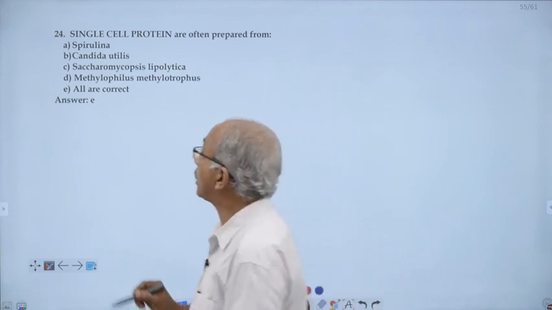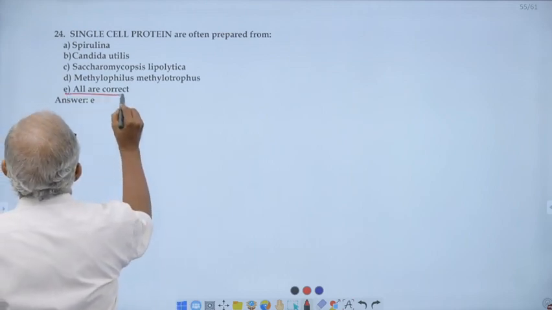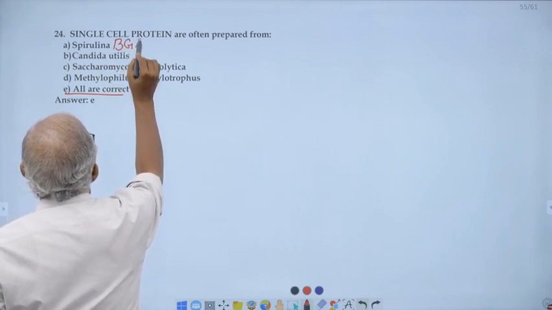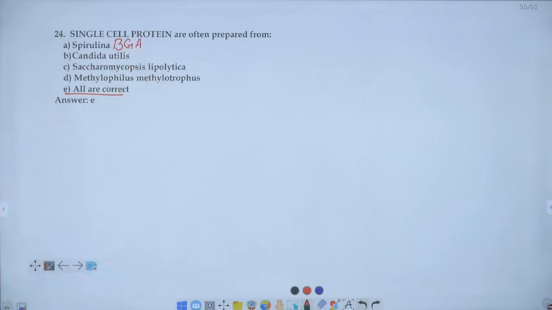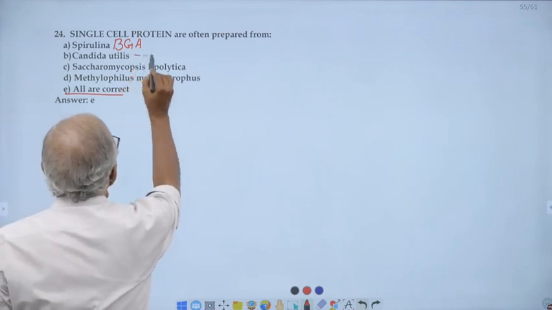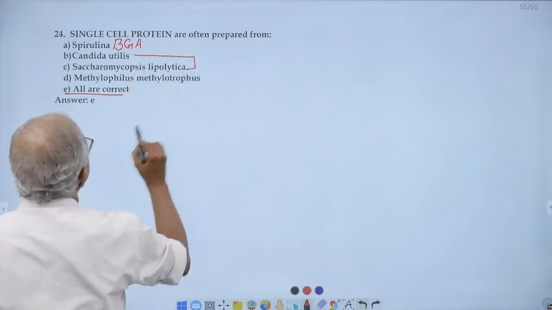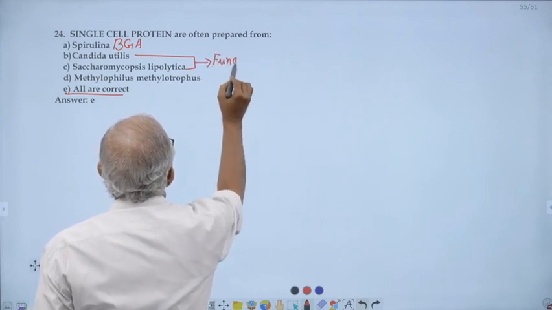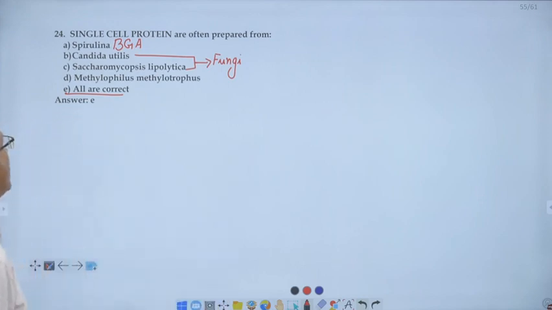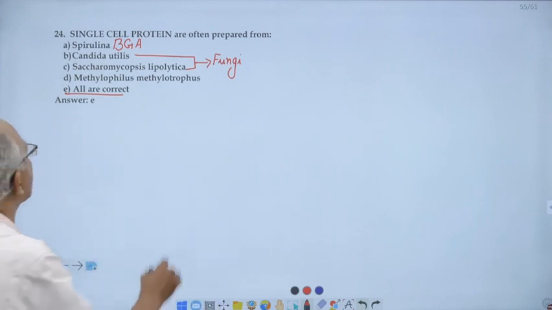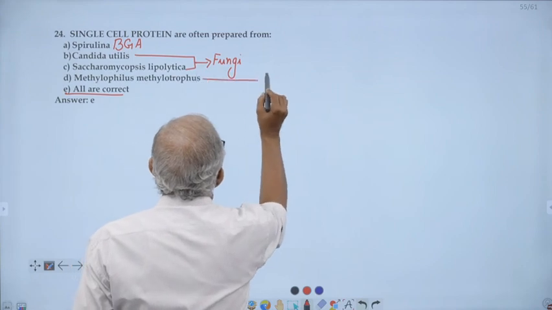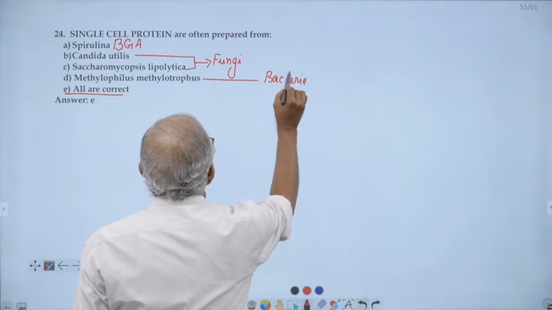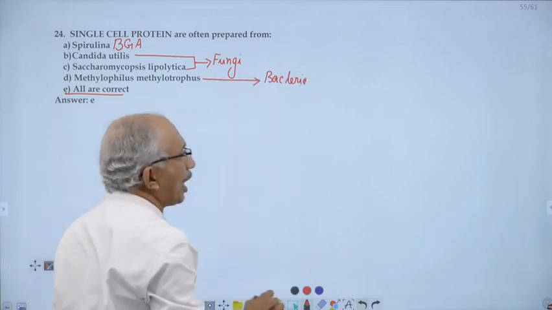Here all are correct. Answer is E, all are correct. Spirulina, it is a blue-green algae used in single cell protein. Candida utilis and Saccharomyces lipolytica, they are fungi used in single cell protein production. Methylophilus methylotropus is a bacteria used in single cell protein production.